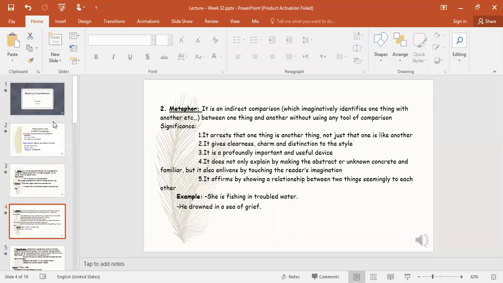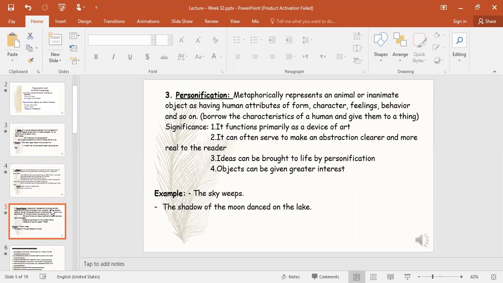For example, if we said she is fishing in troubled water. Here I used troubled to describe the water, and I mean dirty. So the word troubled means something which is messed up, maybe. He drowned in a sea of grief also is a metaphor. Now we're going to discover more meanings and more sentences.